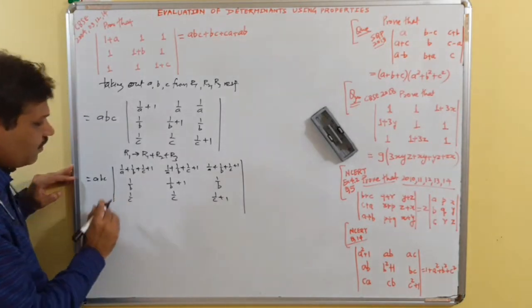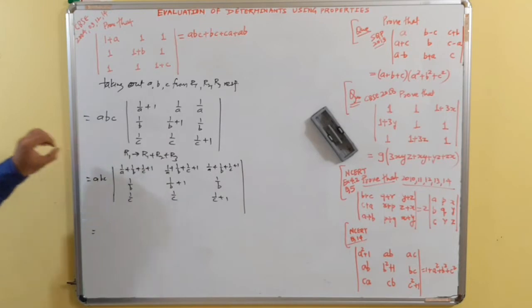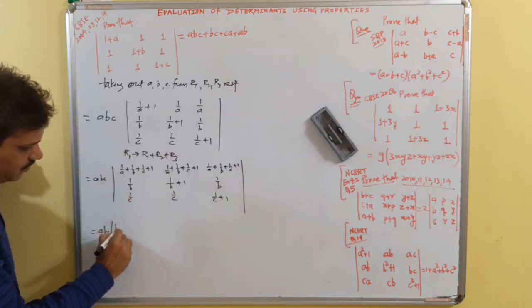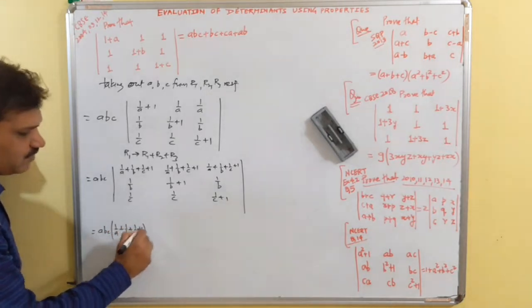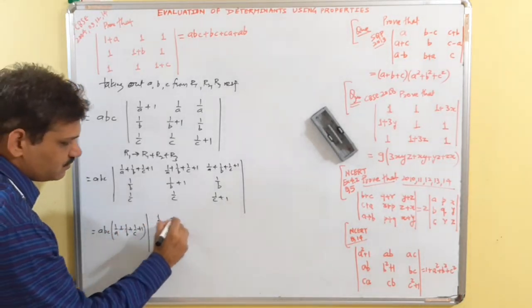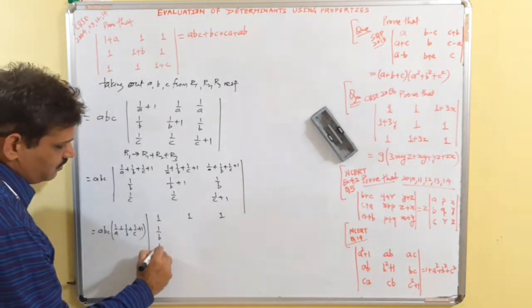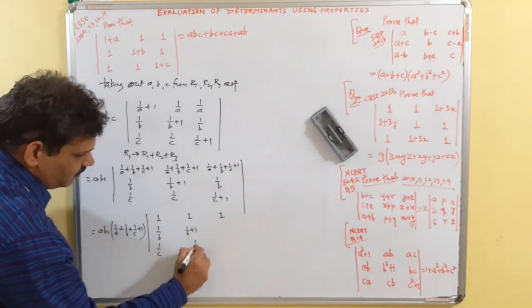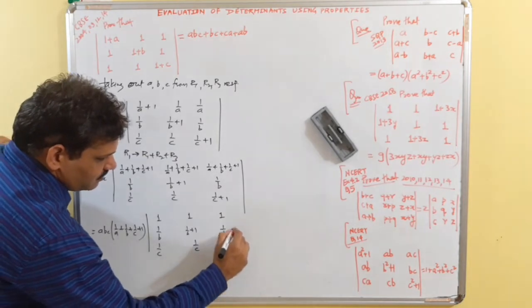Now we can take 1 upon A plus 1 upon B plus 1 upon C plus 1 common from row 1. So it gives us A, B, C into 1 upon A plus 1 upon B plus 1 upon C plus 1 common, and this gives us 1, 1, 1. This is 1 by B, 1 by C. This is 1 by B plus 1 and 1 by C. This is 1 by B and 1 by C plus 1.